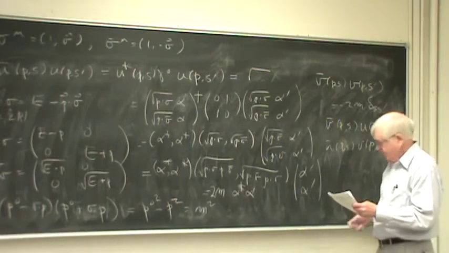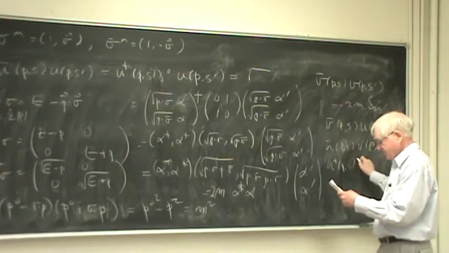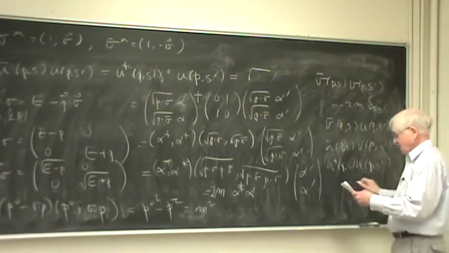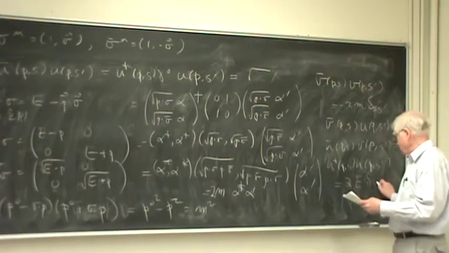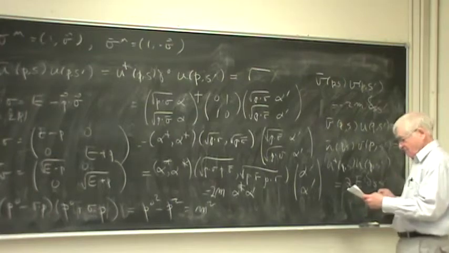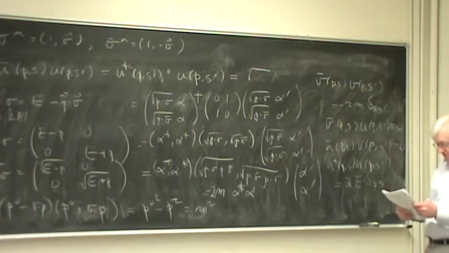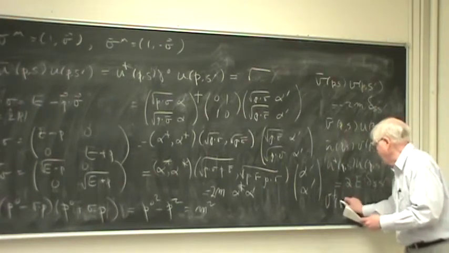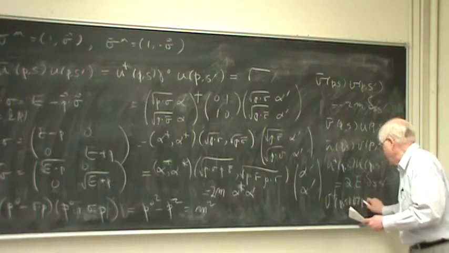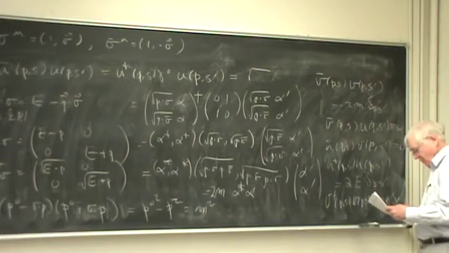And while we're at it, U dagger of P and S, U of P and S prime is, let me just skip to the answer, it's 2E delta S, S prime, again, thinking of the spin as up or down rather than in an arbitrary direction. And there's a similar relation for the V's. V dagger of P and S, V of P and S prime is 2E delta S, S prime also.